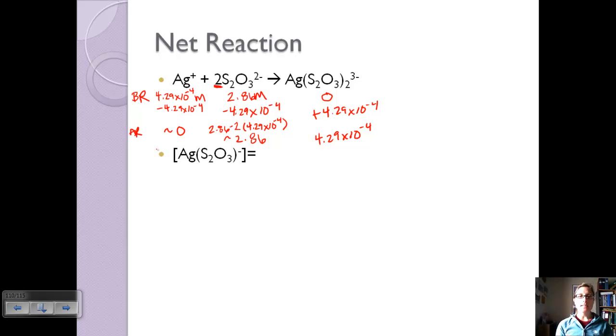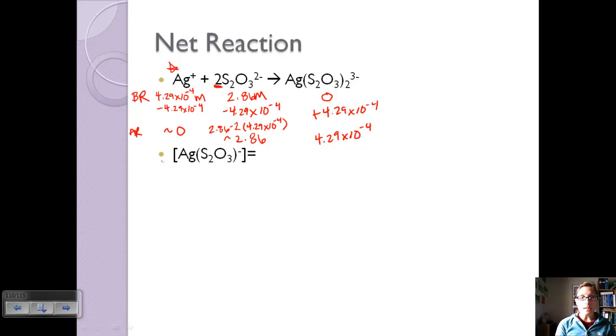Now, we said that both of these reactions would go to completion, so we want to find the concentration of all of our other ions. We basically found the concentration of our S2O3, and we found the concentration of our AgS2O3 too. But there is still some silver, and there is some of this intermediate species, this AgS2O3-. So we want to find the concentration of both of those.